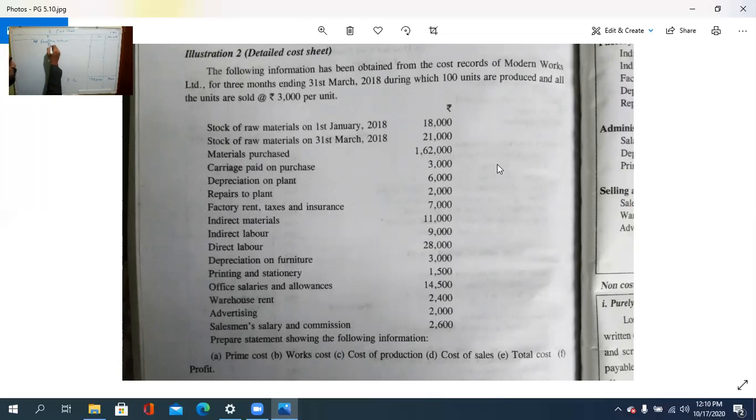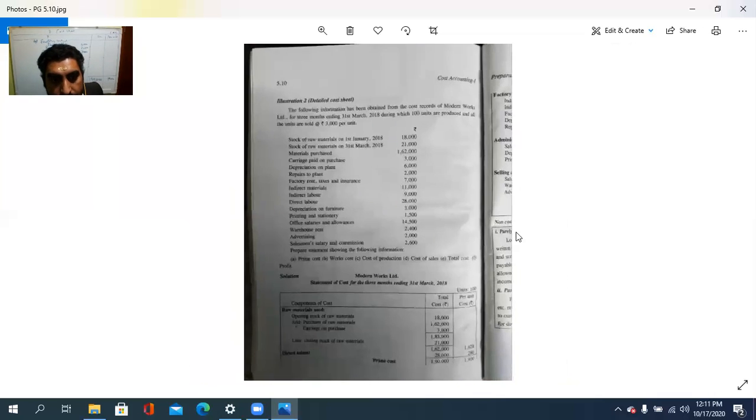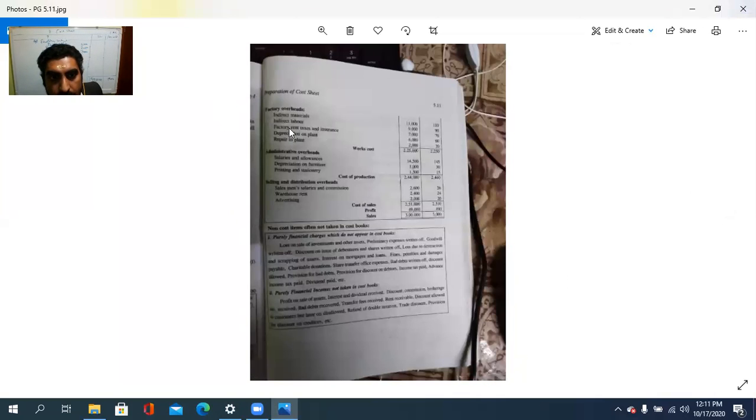Then depreciation: how much is it? 6,000. Then repairs to plant. All factory-related expenses we take here. So repairs to plant is 2,000. Then factory rent, taxes and insurance. How much is it? 7,000. Then indirect material and indirect labor also come here.